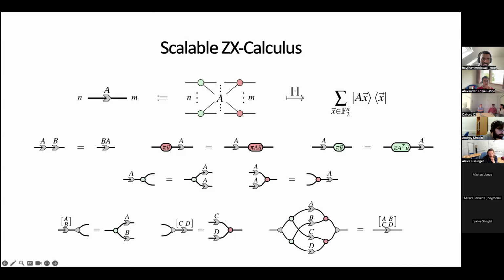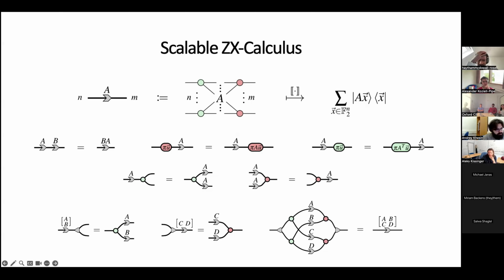This is the rules of how matrix arrows interact with the other generators of scalable ZX. Don't worry too much about this. It's mainly used in the proofs of how we prove certain fermion-qubit mappings are equivalent. This stuff is all in the paper as well, by the way, which you can go and read on the arXiv.